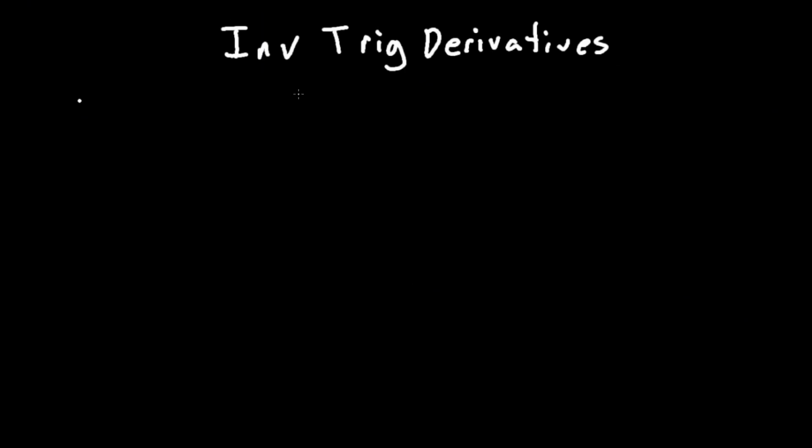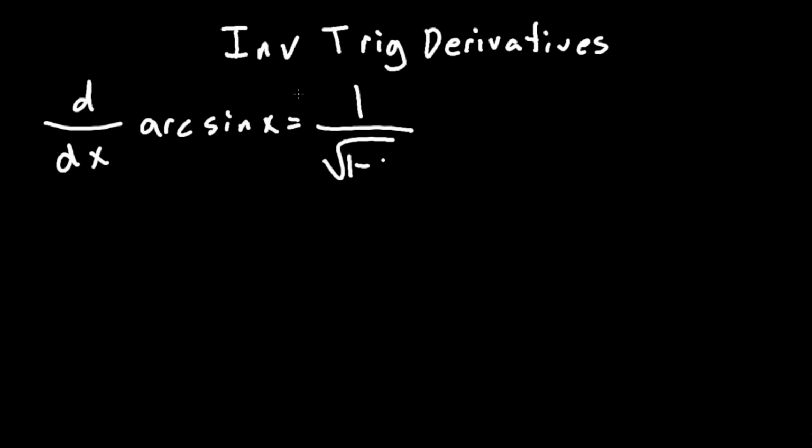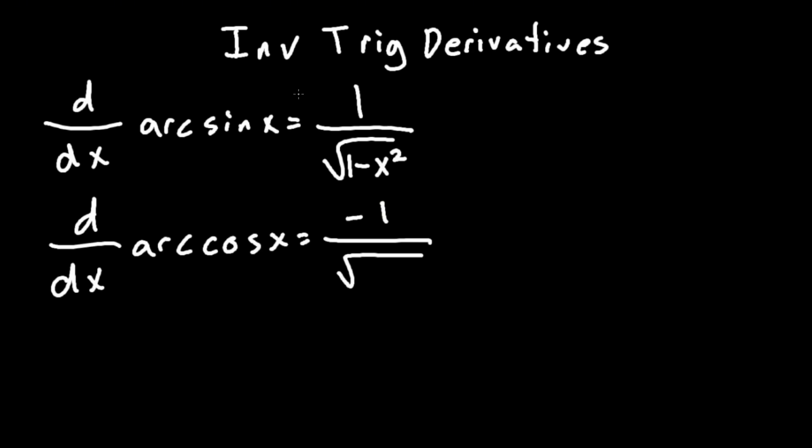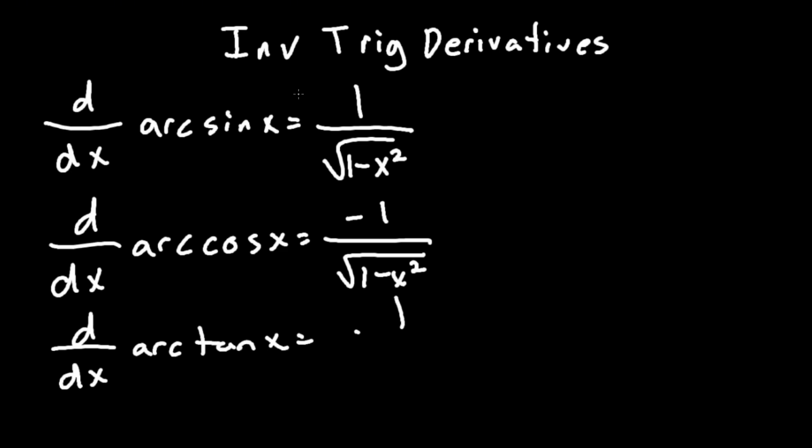So now we're on to inverse trig derivatives. The derivative of arc sine of x is equal to 1 over the square root of 1 minus x squared. Now keep in mind, if you had a function other than x in here, then you would use chain rule to solve this problem. But the derivative of arc cosine of x is equal to just negative 1 over the square root of 1 minus x squared. And then the derivative of arc tangent or inverse tangent is equal to 1 over 1 plus x squared.